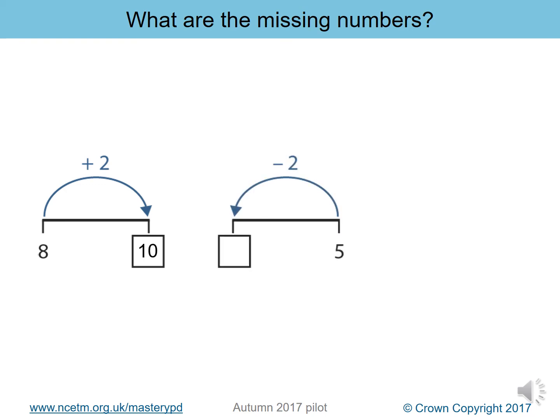Next one. So 5, take away 2. Is 5 odd or even? It's odd. So we're going to take away 2, and the odd number that comes before that is, of course, 3.